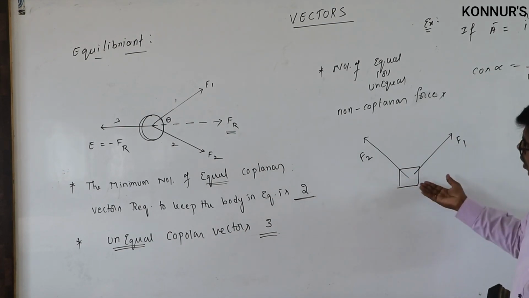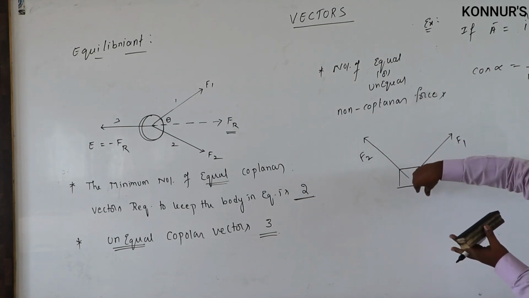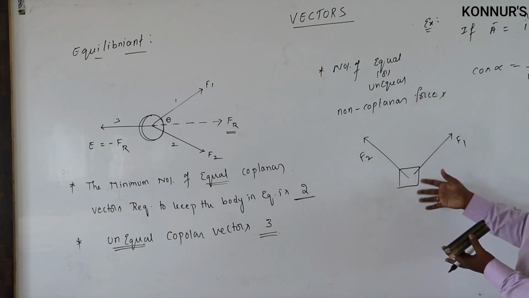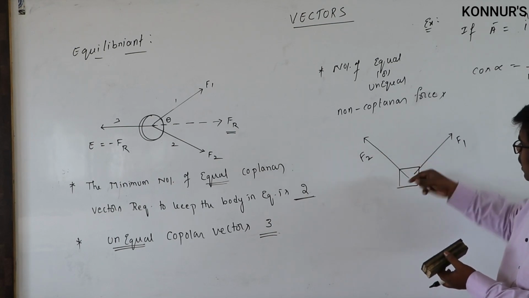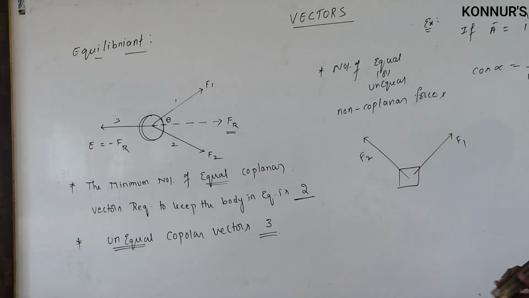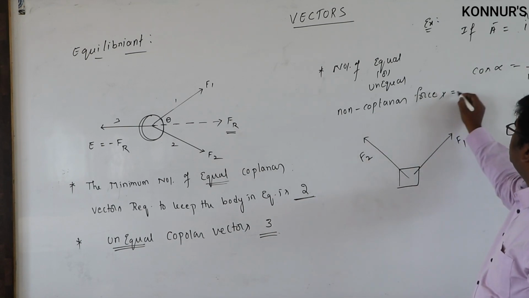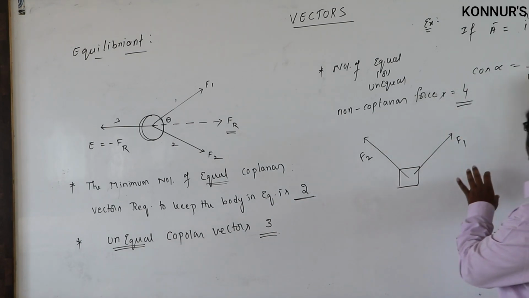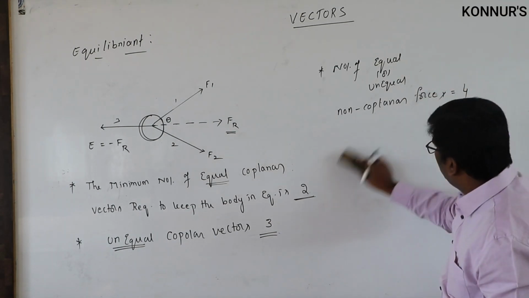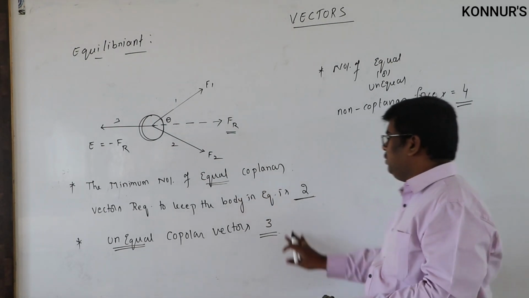Then to keep the body in equilibrium, what do you have to do? We should act one more force which is inside the board. How many forces are required here to keep this body in equilibrium? Non-coplanar means these two are in one plane, one force is outside, and another force should be inside. Totally we need 4 non-coplanar vectors, equal or unequal, to keep the body in equilibrium. Directly they may ask you such questions: how many coplanar forces or how many non-coplanar forces are required to keep the body in equilibrium, and you can answer like this.